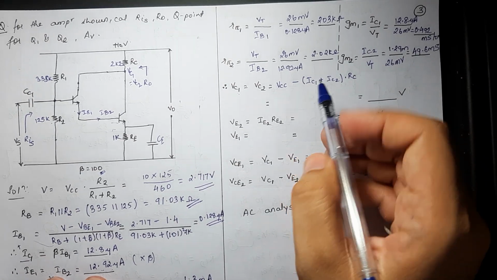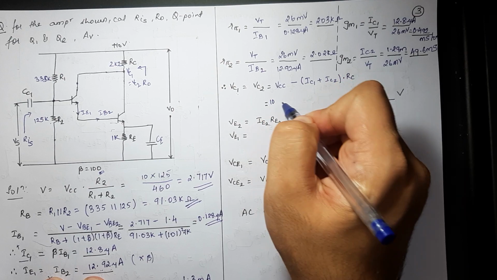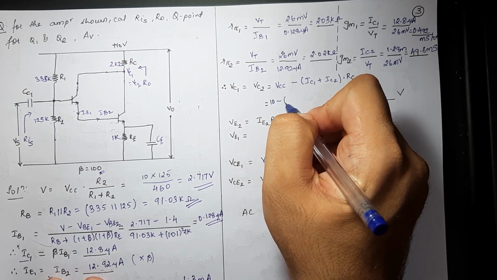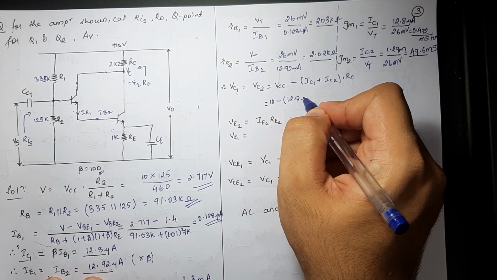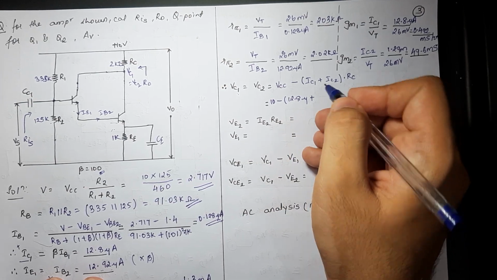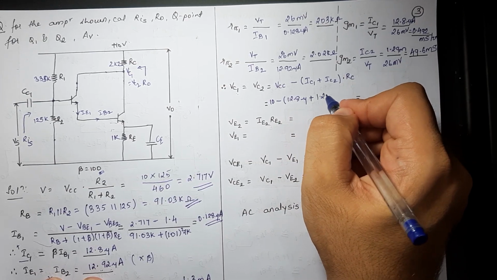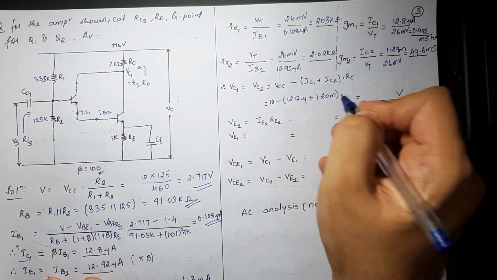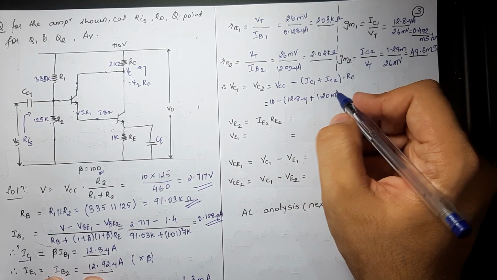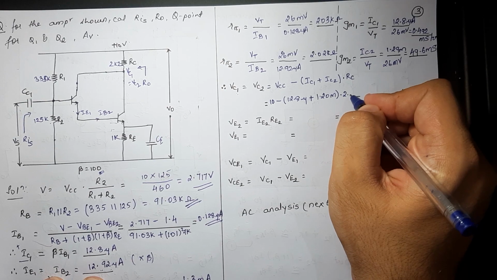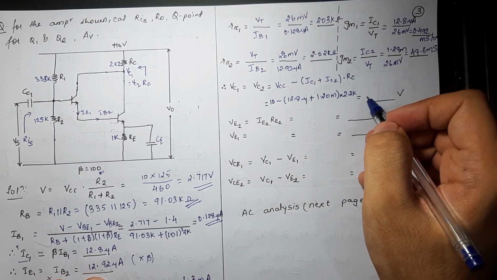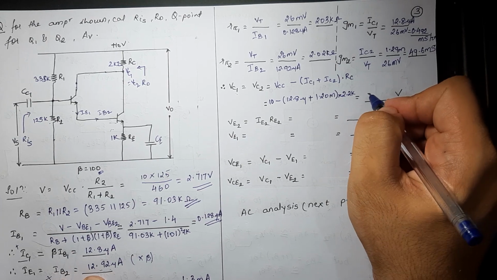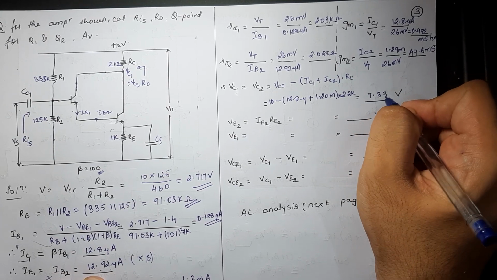Now, if I substitute the values, I have 10 volt minus, in brackets, 12.8 micro plus 1.20 milli. Which milli? 1.20 milli, into 2.2 K. You can have a cross sign over here. The value which I have received over here is somewhere around 7.33 volt.